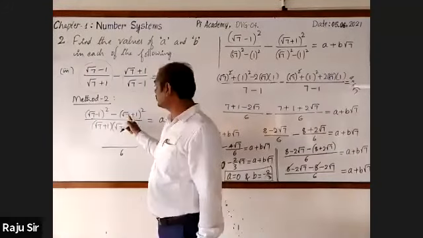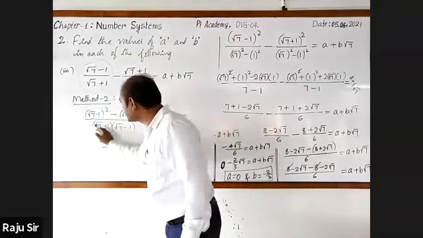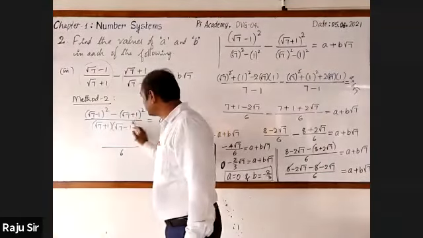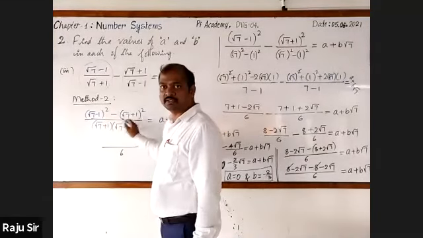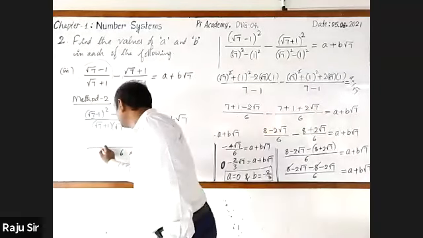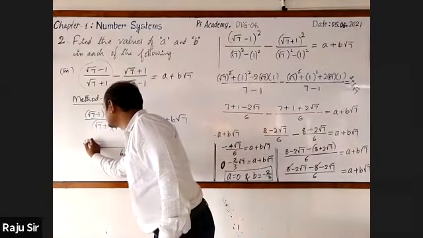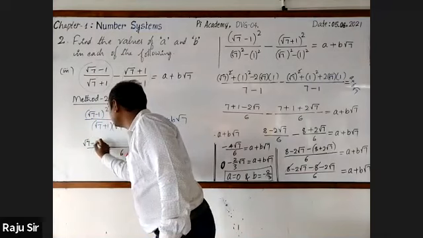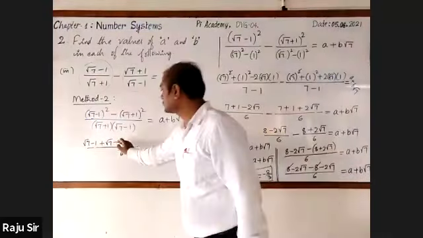Yes, sir. Now if you observe the numerator, you can go for A minus B whole square and A plus B whole square. This one term minus the other term is of the form A square minus B square, which is A plus B into A minus B.